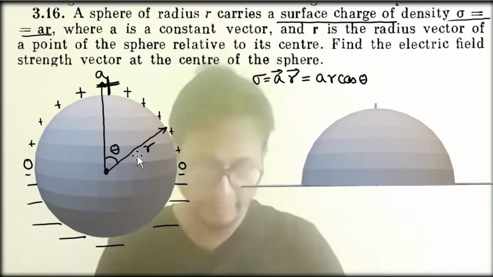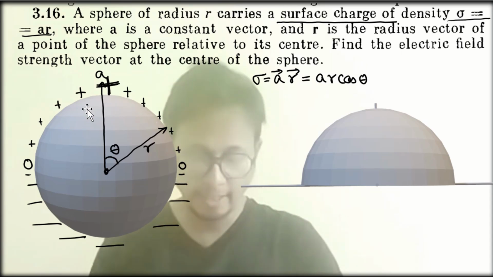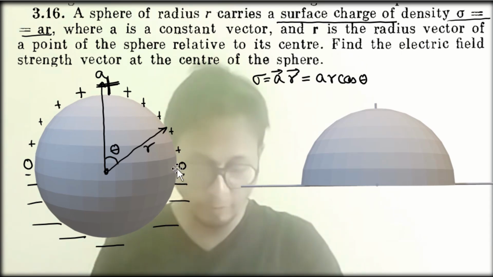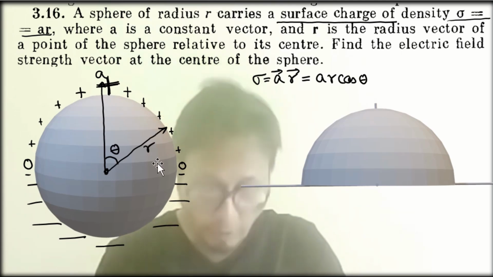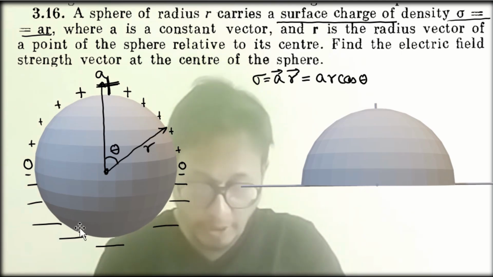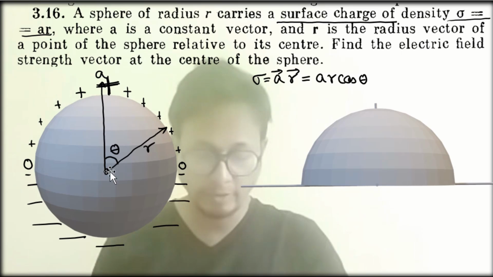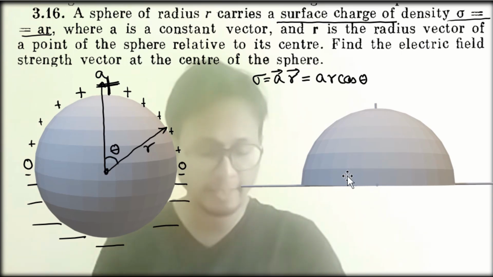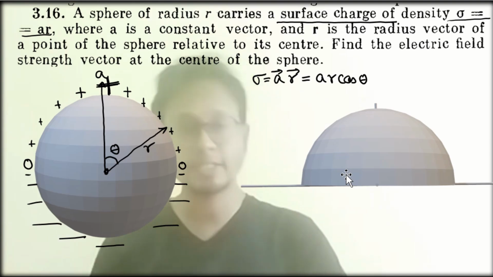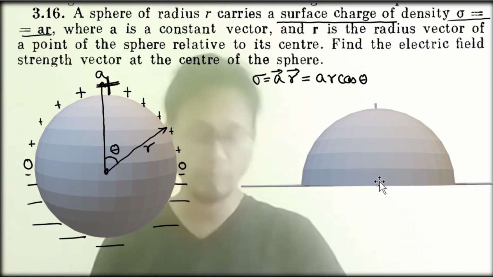Now my strategy for this question would be, I would cut the sphere into half. Then find out the electric field due to these positive charges. The electric field at the center due to these positive charges will be equal to the electric field due to these negative charges at the center. See, the positive charges will push it downward and the negative charges will pull it downward. So if I multiply the electric field due to positive charges by 2, I'll get the total electric field. The problem is, how do I find out the electric field due to positive charges?